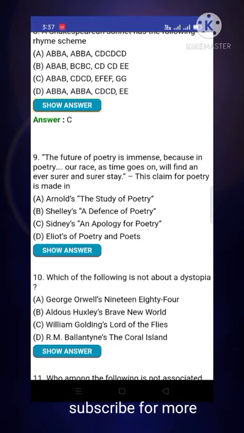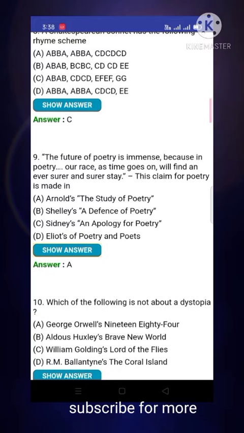Now the ninth question: The future of poetry is immense, because in poetry our race, as time goes on, will find an ever surer and surer stay. We have to identify the author and the work in which this claim for poetry is made. The correct option is Arnold's The Study of Poetry. Matthew Arnold's The Study of Poetry is the work in which this claim is found, so the correct option is A.